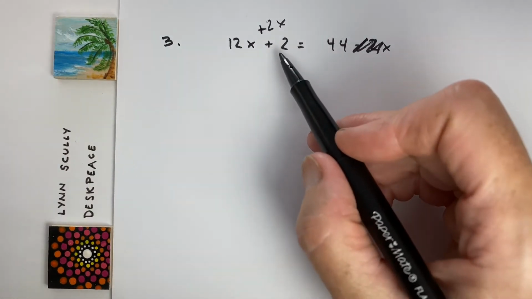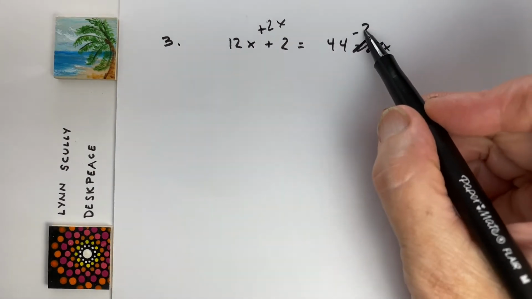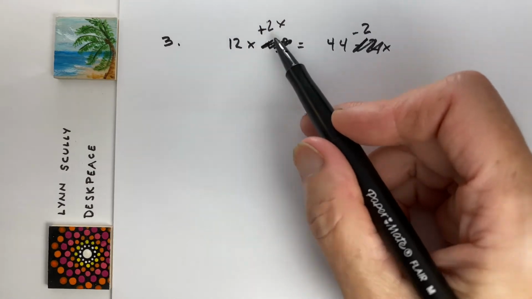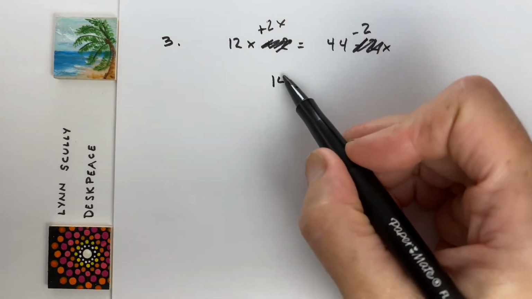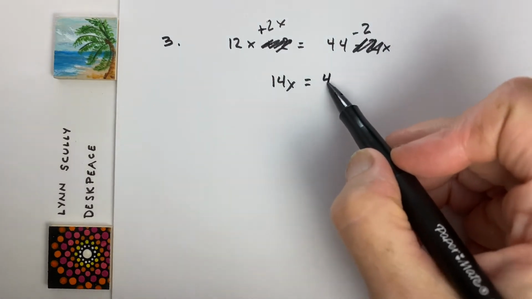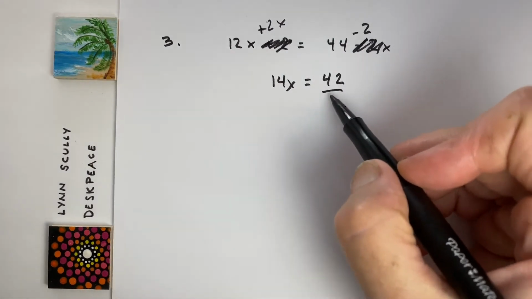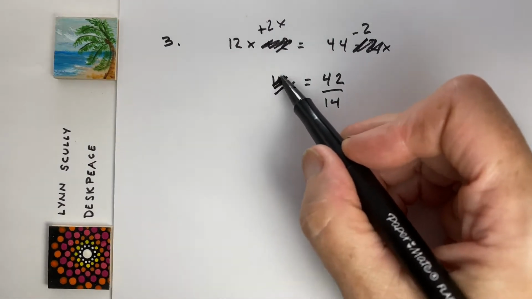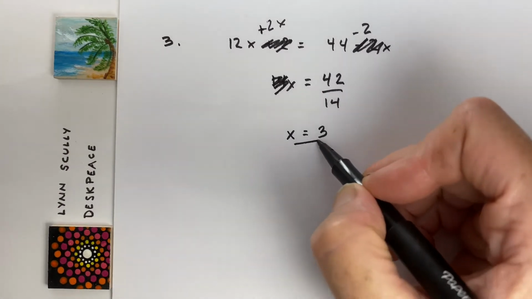I want to get this 2 away because it doesn't have an x with it. It's attached by addition. I'll move it by subtraction. And after I move it, I cross it out. 12x's plus 2x's is 14x's equals 44 minus 2 is 42. I want to get the x alone. 14 is attached by multiplication, so move it by division to the other side of the equal sign. And I'm getting x equals 3.